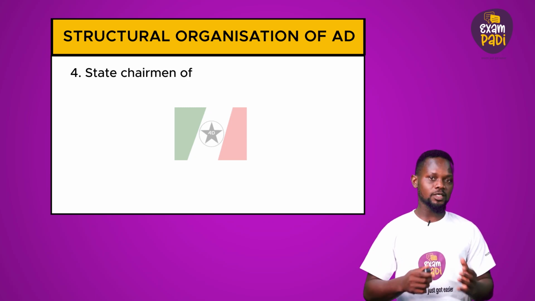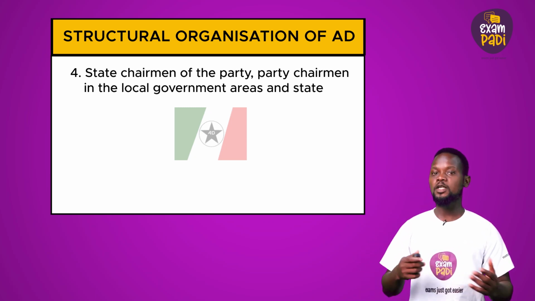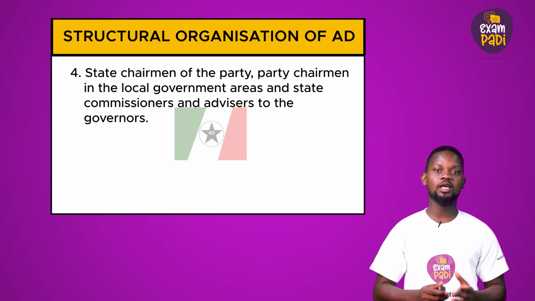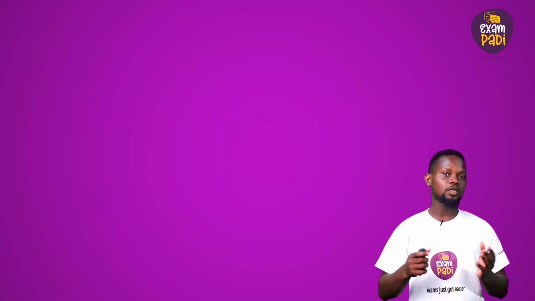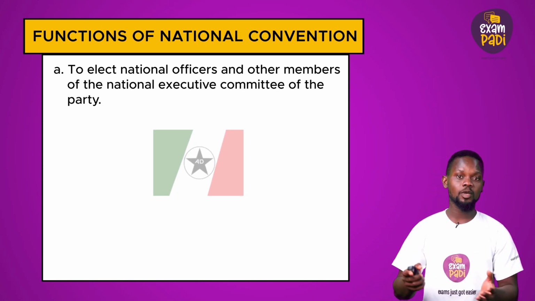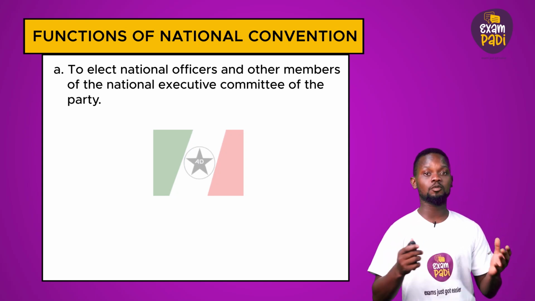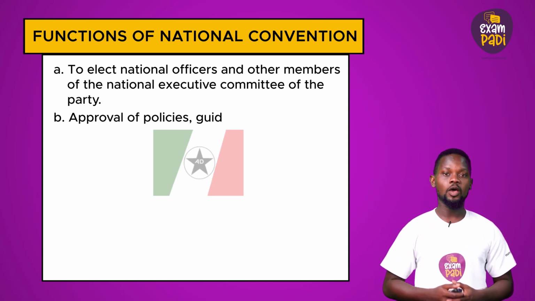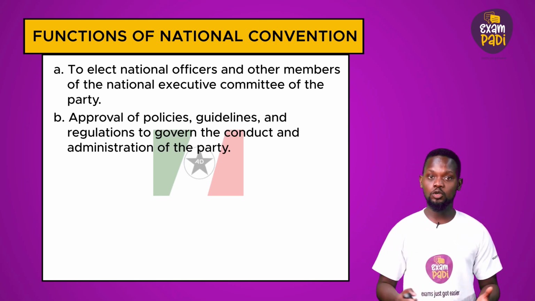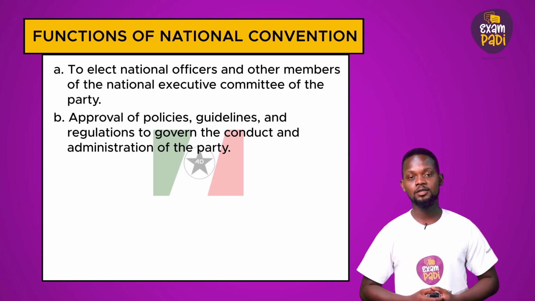Number 4, State Chairman of the party, chairman in the local government areas, and the state commissioners and advisors to the governors. Their functions include: A. To elect national officers and other members of the National Executive Committee of the party. B. Approval of policies, guidelines and regulations to govern the conduct and administration of the party.